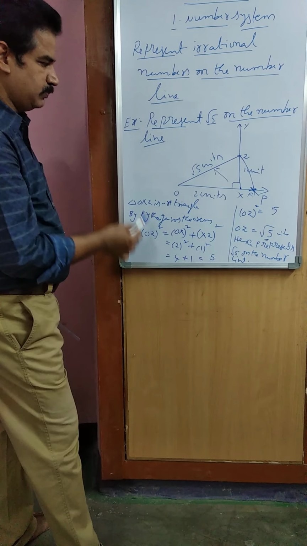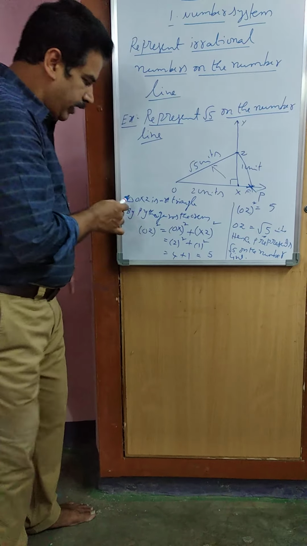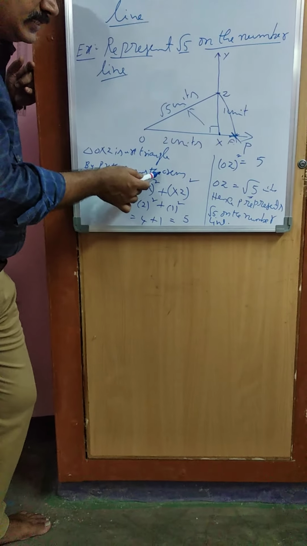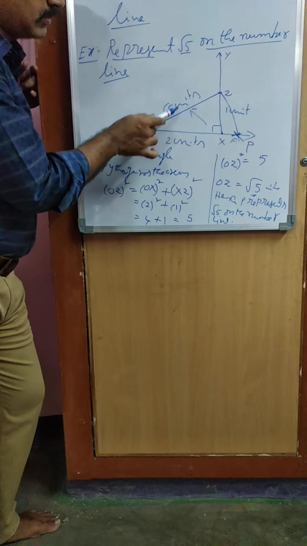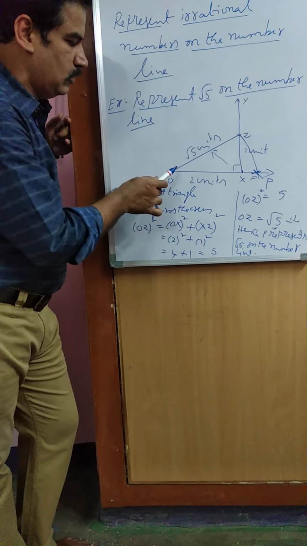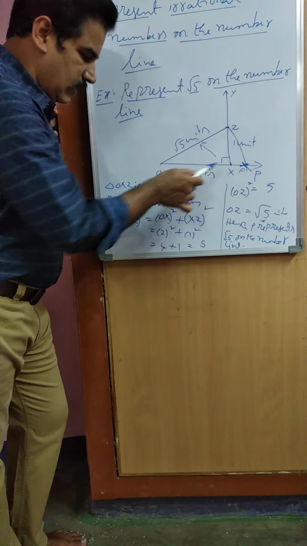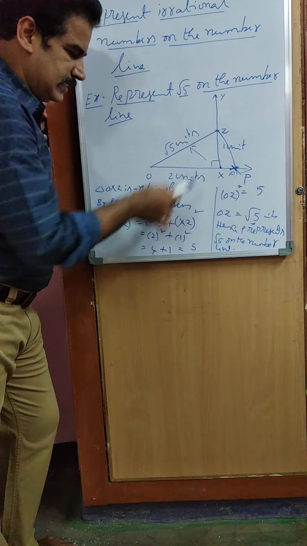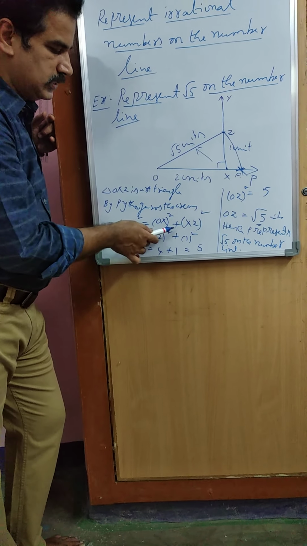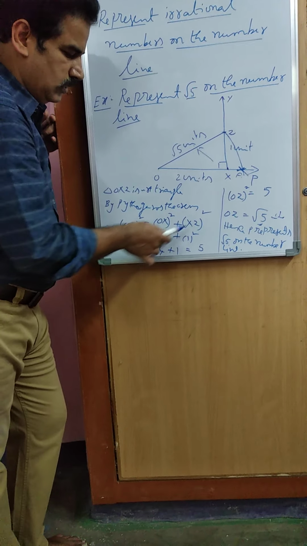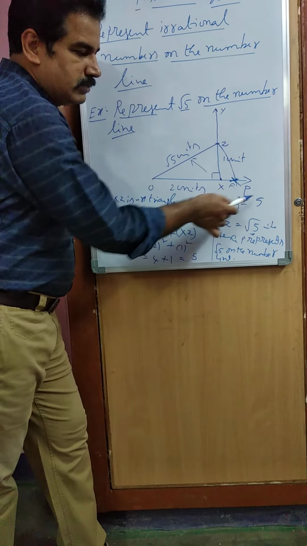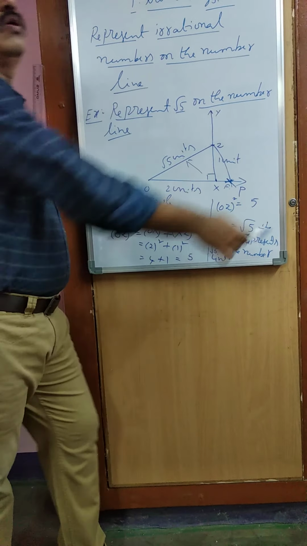How we got it, this is the explanation part. This OXZ is a right triangle, so by Pythagoras theorem, in a right triangle the square of the hypotenuse, hypotenuse is here OZ, OZ whole square equals OX whole square, one of the sides, plus XZ whole square, another side. OX value is 2, so 2 squared, plus XZ is 1, 1 squared. 2 square means 4, plus 1, that equals 5. So OZ whole square equals 5. OZ equals root 5 units.